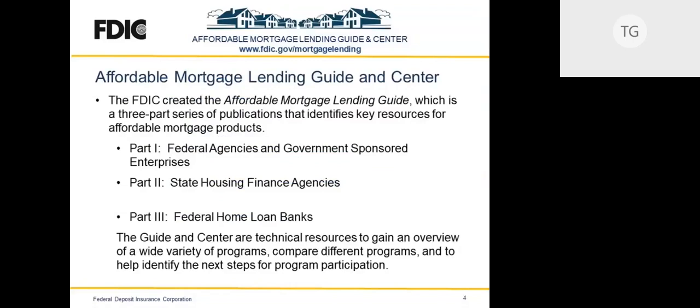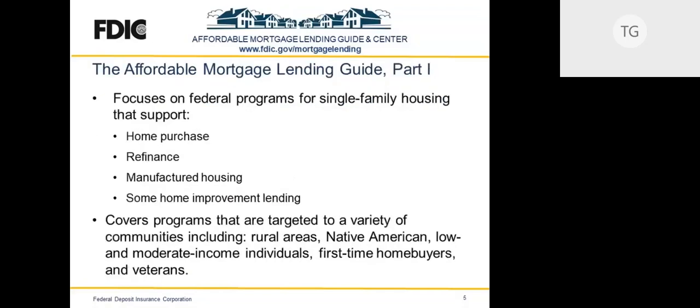The guide and the center are technical resources to gain an overview of a wide variety of programs, compare different programs, and to help identify the next steps for program participation. Part 1 focuses on federal programs for single-family housing that support home purchase, refinance, manufactured housing, and some home improvement lending. It covers programs that are targeted to a variety of communities, including rural areas and Native American communities, as well as low and moderate income individuals, first-time home buyers, and veterans.